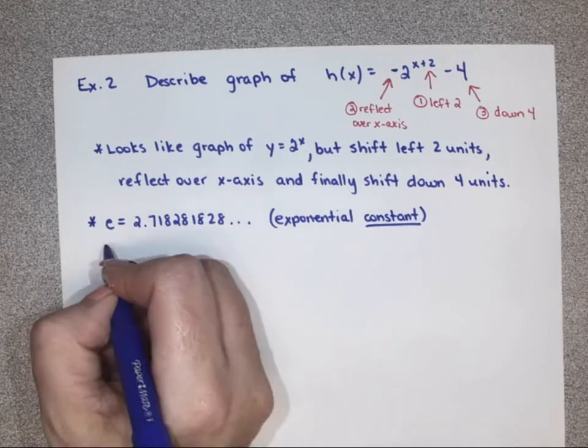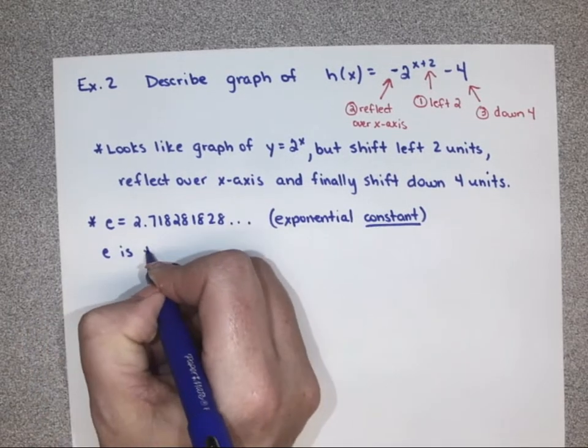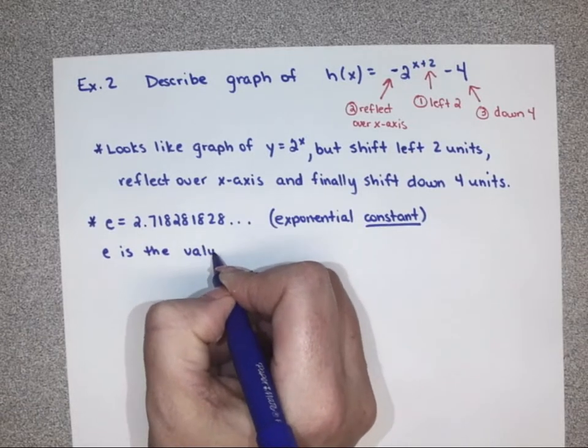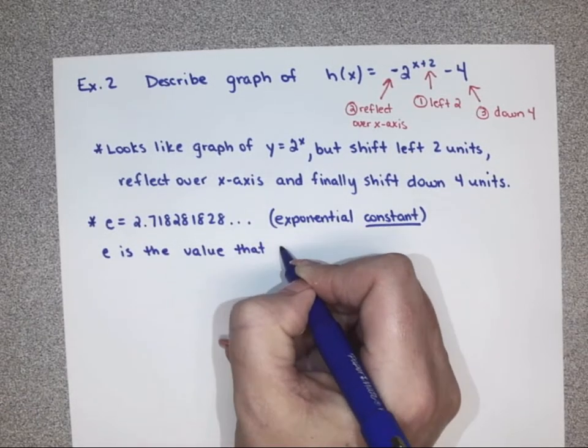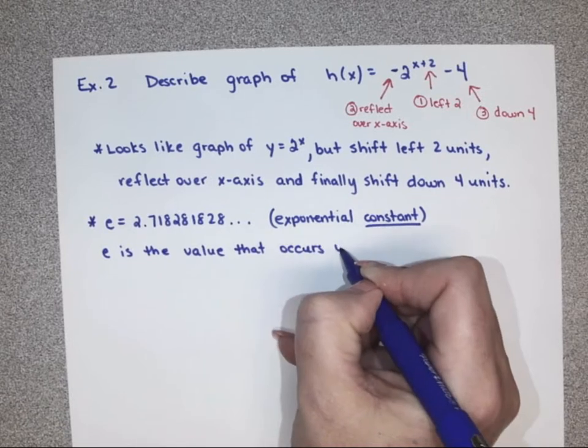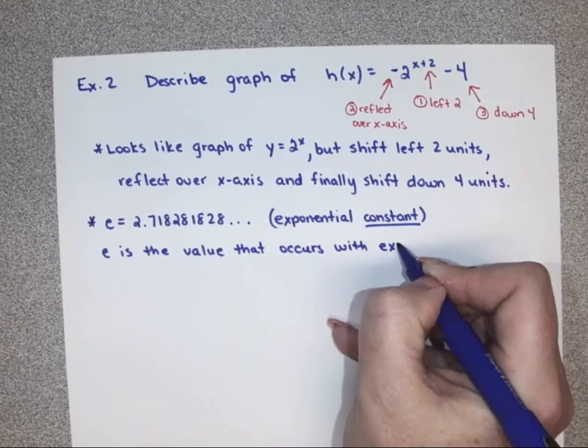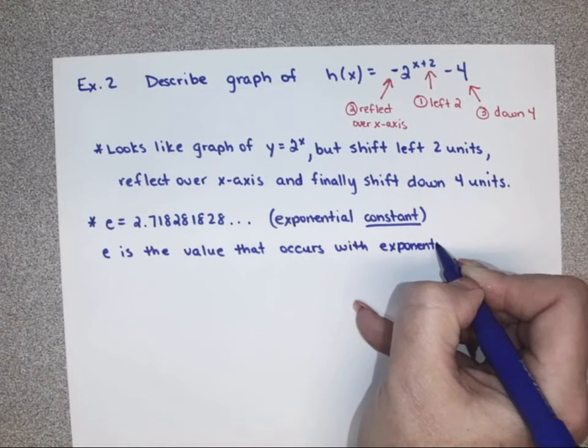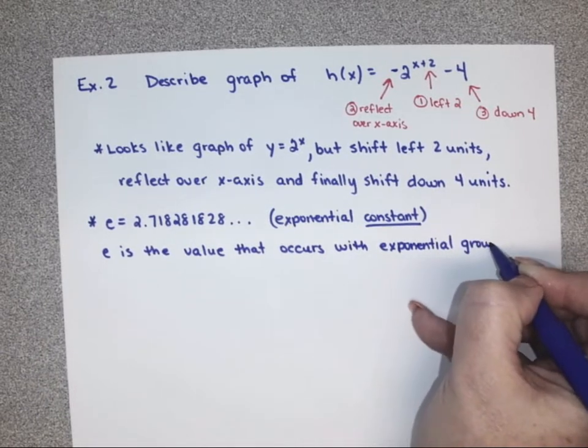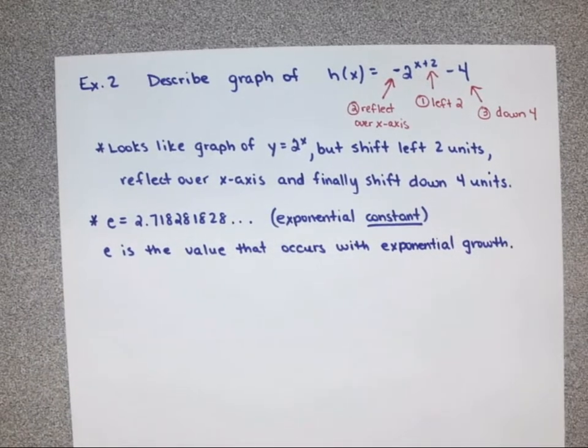And e is not a weird value that somebody came up with to try to be difficult with us. Okay? e is the value that occurs with exponential growth. There are lots of things in the world that grow exponentially. One of them is sickness, okay? Viruses like the flu, like COVID, they grow exponentially, but also bacteria.